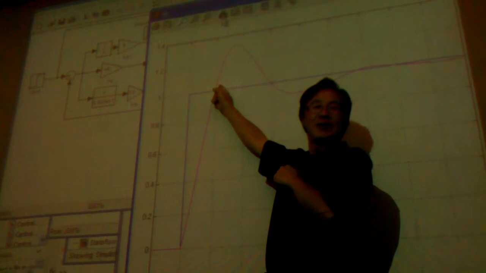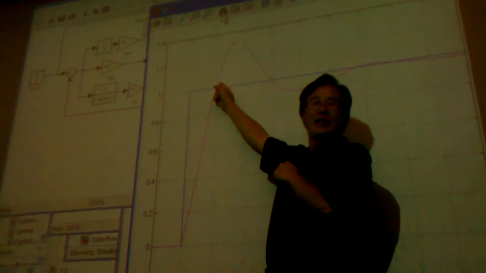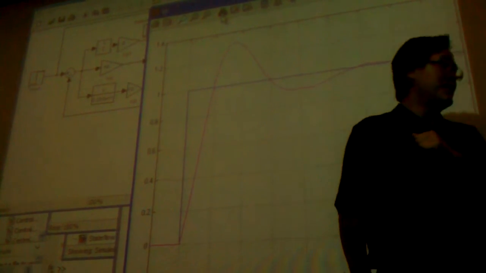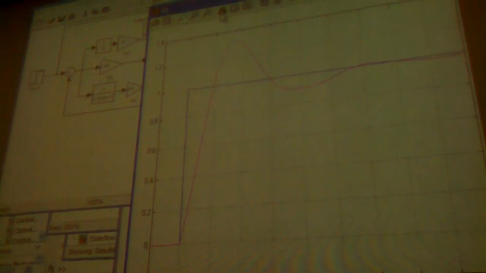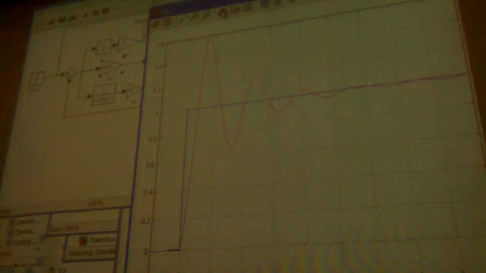Increase KP until it happens within 0.2 seconds. Okay, so increase the KP. So you play with a little bit on that one. So about 200. So make it faster. Okay, looks like faster now, a little bit.